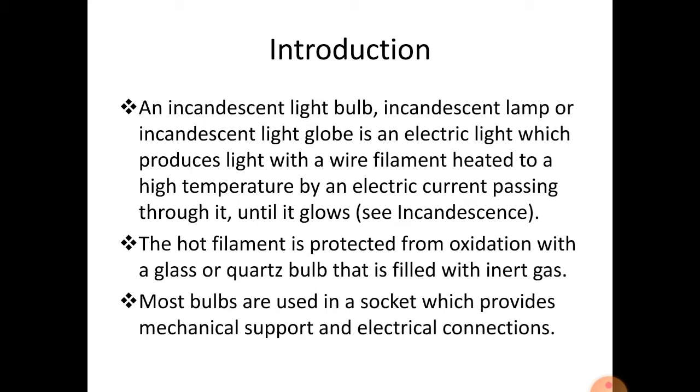An incandescent light bulb, incandescent lamp or incandescent light globe is an electric light which produces light with a wire filament heated to high temperature by an electric current passing through it until it glows. Then the hot filament is protected from oxidation with a glass or quartz bulb that is filled with inert gas. Most bulbs are used in a socket which provides mechanical support and electrical connection.